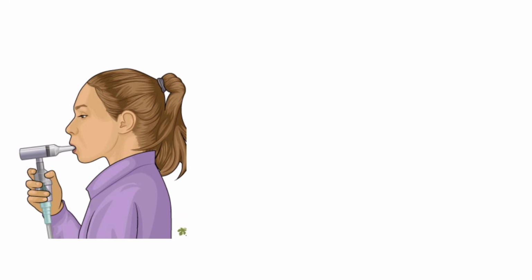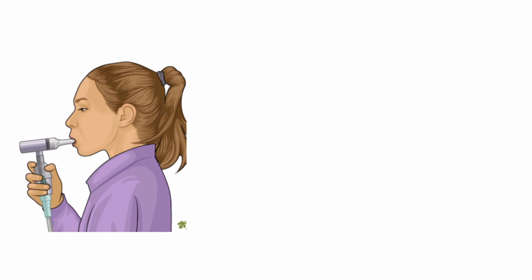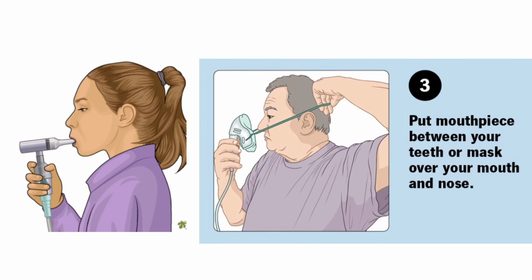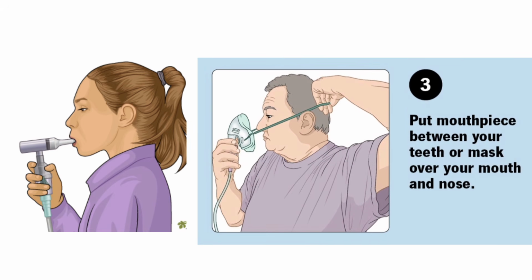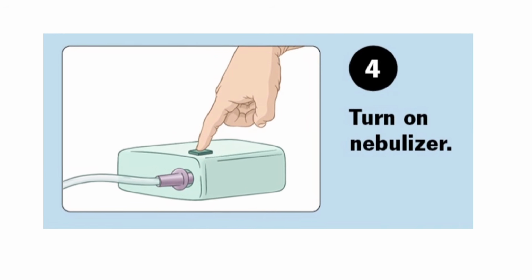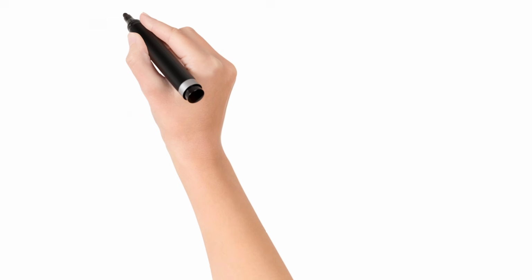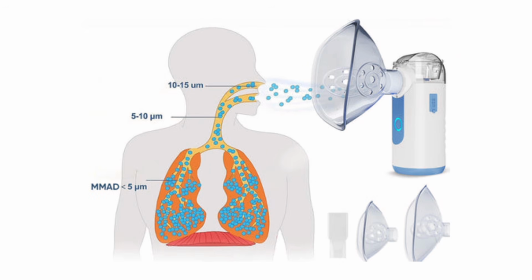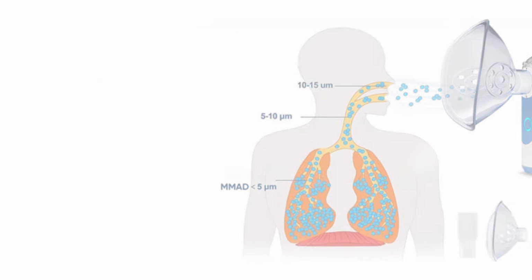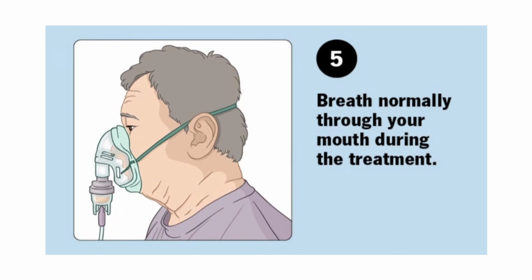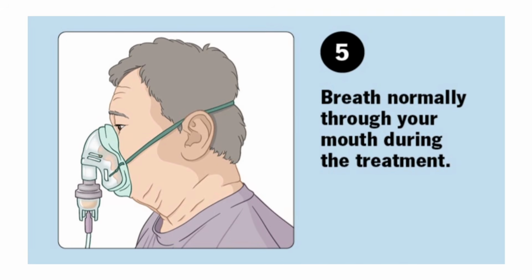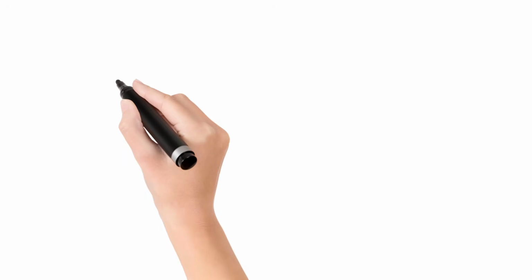If you are using the mouthpiece, keep it between your lips. If you are using the mask, position it correctly over the mouth and nose. Later, turn on the machine and breathe slowly. Whenever the machine is on, it converts the liquid medicine into air particles, so that when we breathe, the medicine enters the lungs and acts. Continue the nebulizer until the medication is finished or the mist stops.